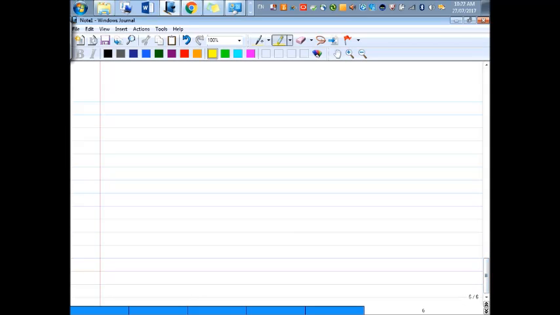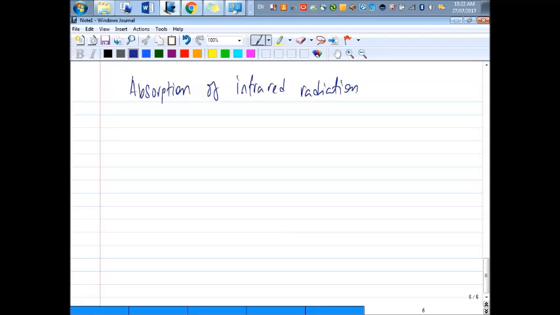What do we have at the top? Absorption of infrared radiation. Earlier on, it was our emission. Now we consider absorption. Just like the example earlier on, my calculator. Although it is emitting heat, it is emitting radiation, at the same time, it is also absorbing radiation. So we see how the surface of different objects affects the rate of infrared absorption.